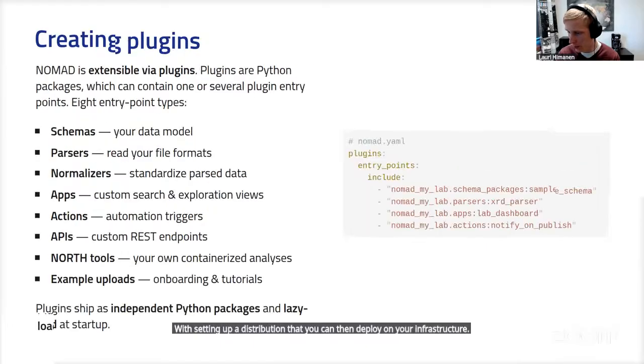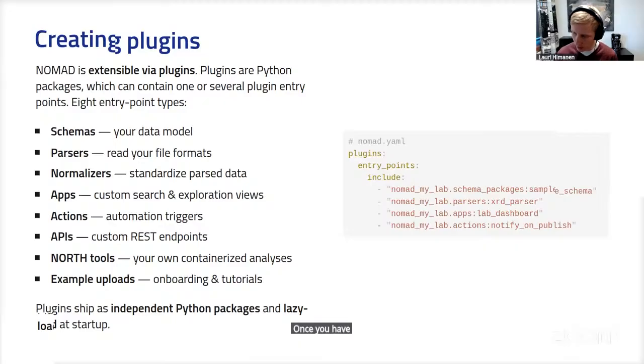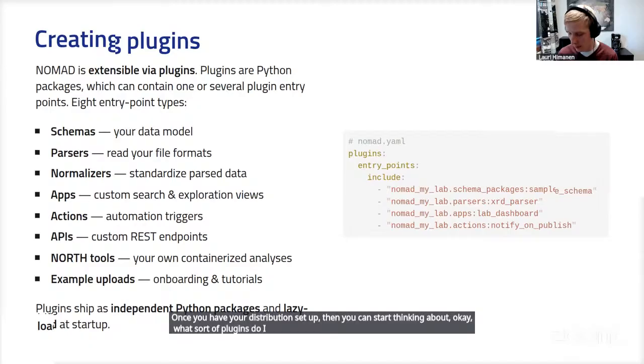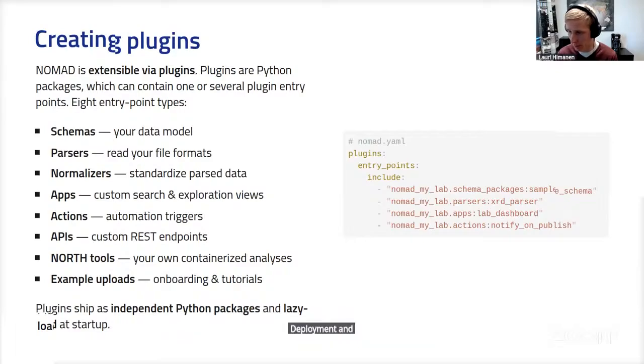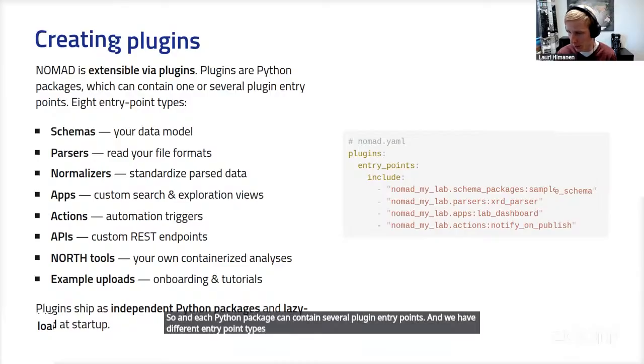And once you have your distribution set up, then you can start thinking about, okay, what sort of plugins do I need for my Oasis? And as I mentioned, we have a plugin system in Nomad, which allows you to essentially extend the functionality of your deployment. And plugins are essentially Python packages. Each Python package can contain several plugin entry points. And we have different entry point types. We have 8 in total.